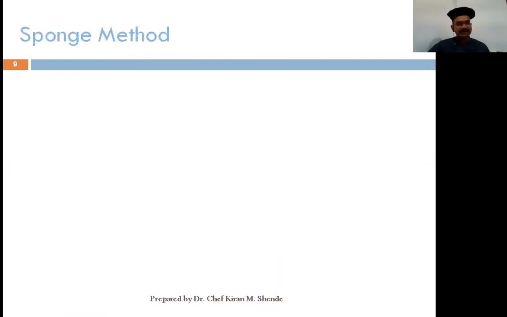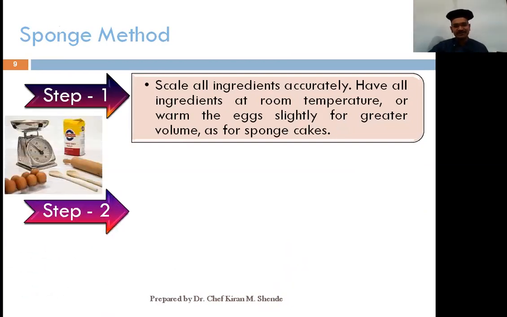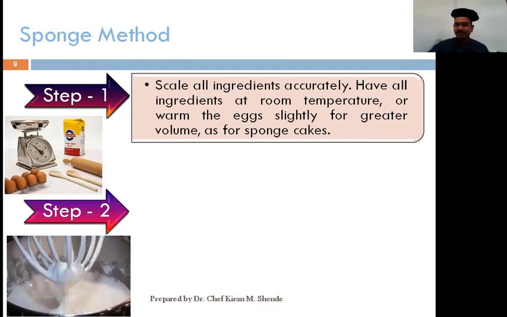The third and the last method, which I'm going to tell you, is the sponge method of cookie making. A similar method is followed for cake making also. What happens in step 1? Scale all the ingredients correctly, have all the ingredients at room temperature. You can warm up the eggs a little bit so that a good volume is achieved, like for your sponge cakes. Step 2, what happens?